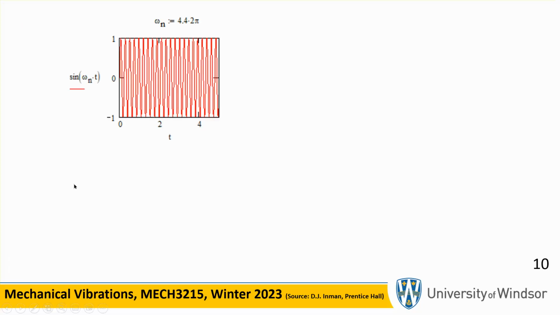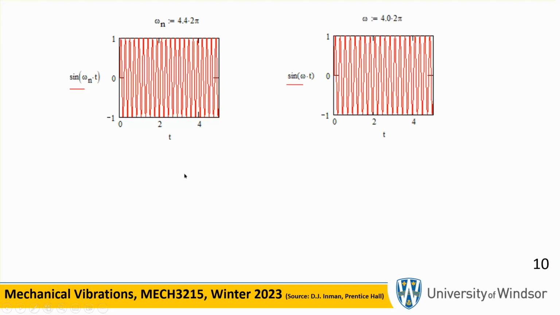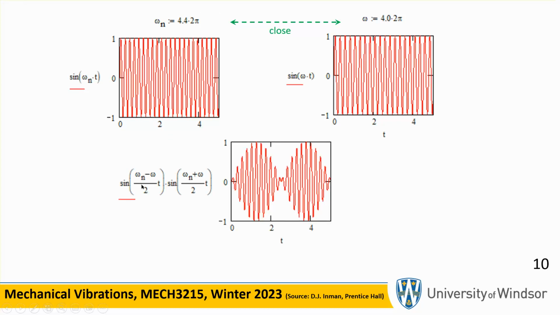Let me give you an example here. So this is sine omega n t. I plotted two curves here. Sine omega n t, where omega n is 4.4 hertz times 2 pi radians per second. And I have another sine curve with a different frequency, but very close to it, 4 hertz. So they're close. So if you plotted what I just showed you, the sine of the difference of frequencies over 2 times t, times sine of the sum of the frequencies over 2, you're going to get this.